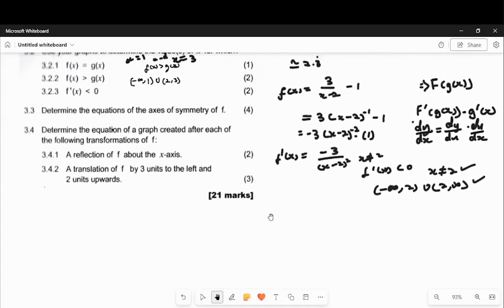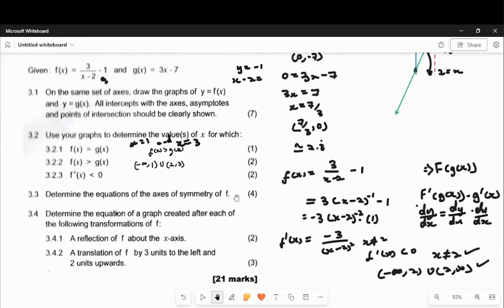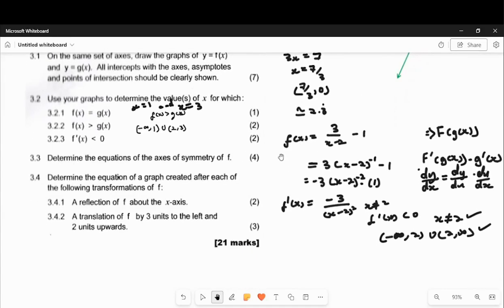And then question number 3.3, determine the equation of the axis of symmetry of f. Axis of symmetry of f, okay, f is a hyperbola, so I will go ahead and erase this again, just to create enough room.